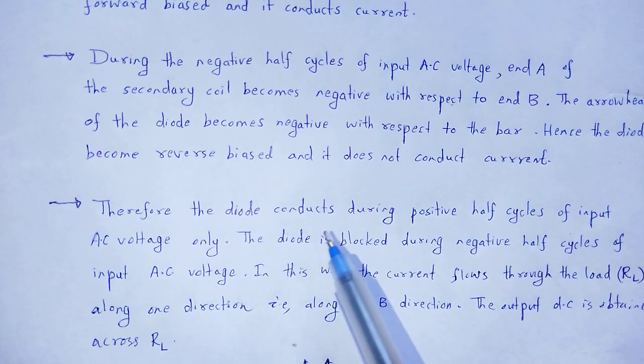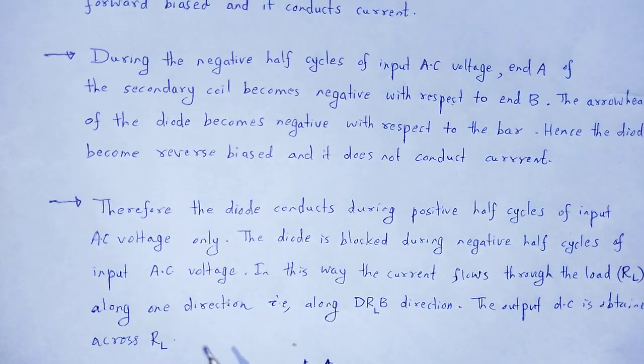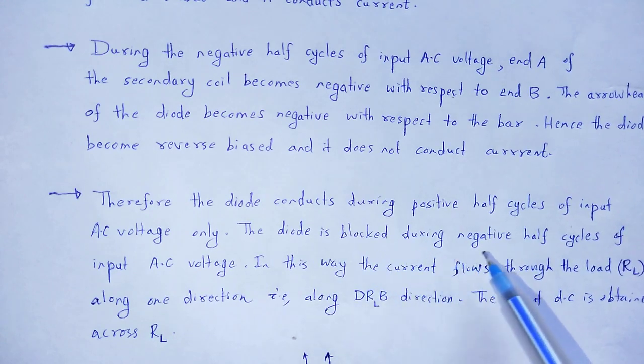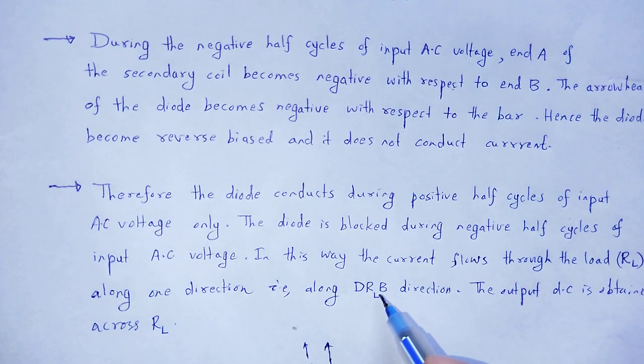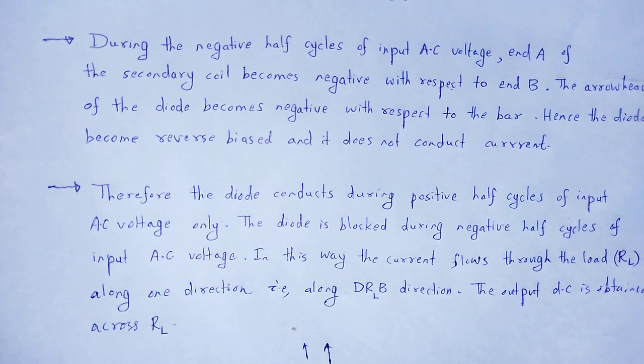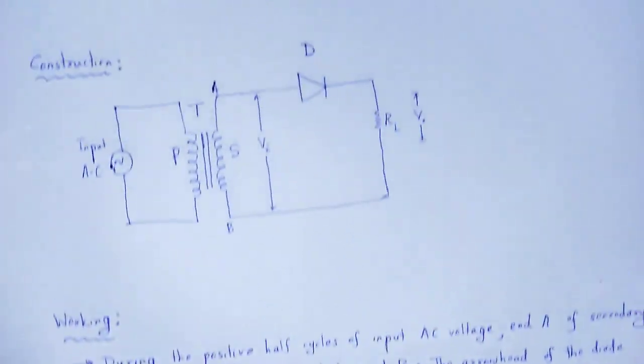Therefore, the diode conducts during positive half cycle of the input AC voltage only. The diode is blocked during negative half cycle of the input AC voltage. In this way, the current flows through the load RL along one direction, the D RL B direction, and the output DC is obtained across the load resistance.